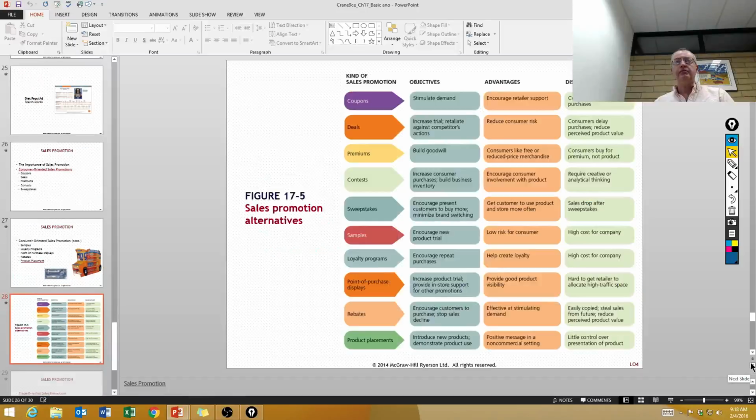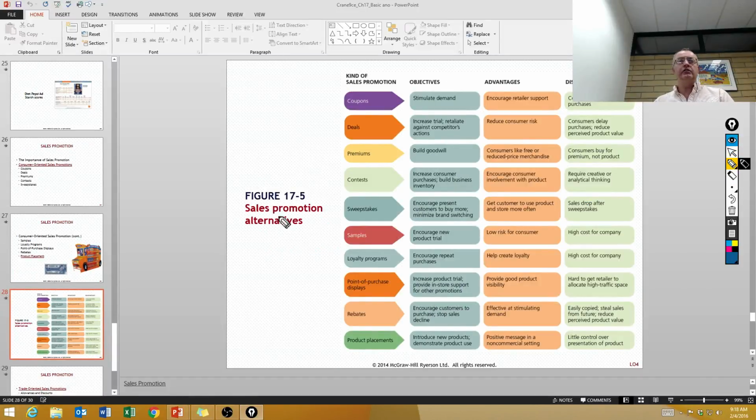Okay, so this next chart shows our different kinds of consumer sales promotions. Here's our list of 10, and here's a list of pros and a list of cons attached to each one. I'm not going to go through this list just because there's lots of stuff here. But each one of these types of sales promotion has advantages and disadvantages, and they might have different objectives. Like coupons are trying to stimulate demand for a new product, and so on.